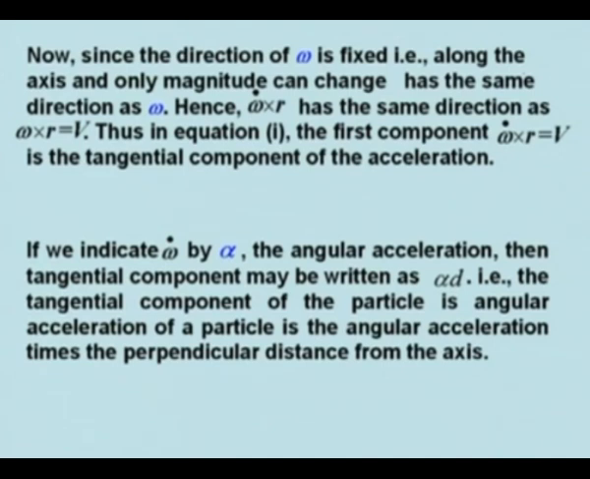If we indicate omega dot by alpha, the angular acceleration, then the tangential component may be written as alpha times d. So omega dot is equal to alpha, and alpha cross r has magnitude alpha r sin theta, that means alpha times d. That is, the tangential component of the particle's acceleration is the angular acceleration times the perpendicular distance from the axis.